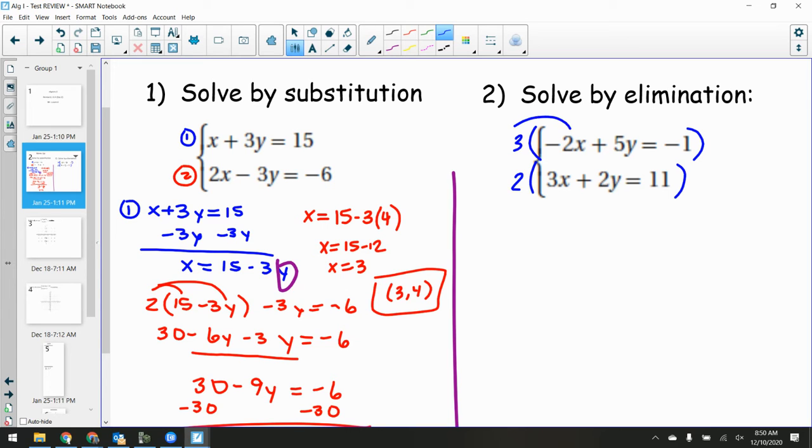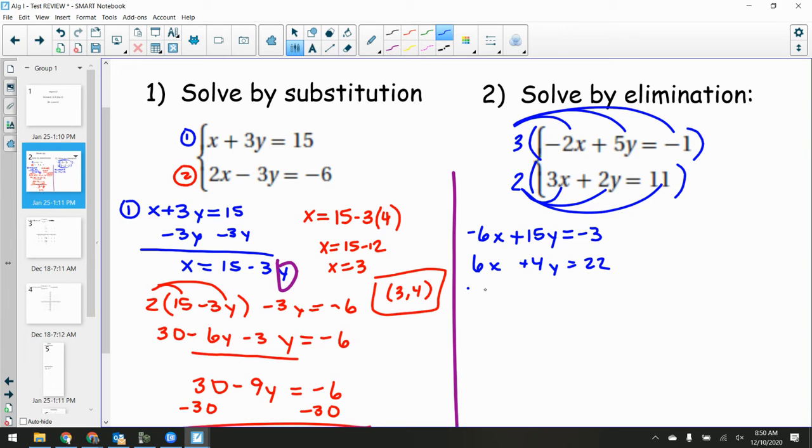The top: negative 6x plus 15y equals negative 3. The bottom: positive 6x, positive 4y, equals positive 22. I add down. Always add. I get 19y equals 19. Hey, look at that. I divide by 19, so y is 1.